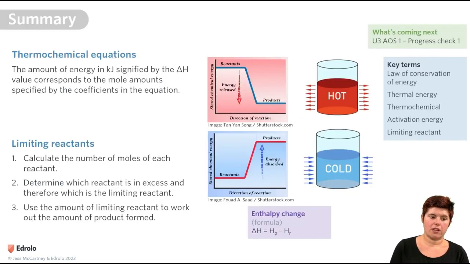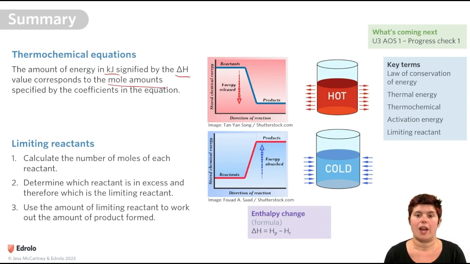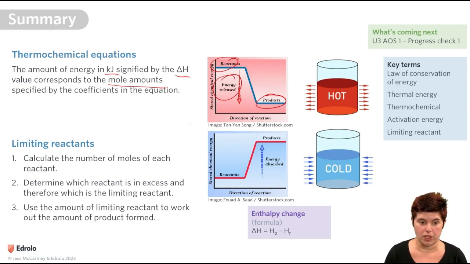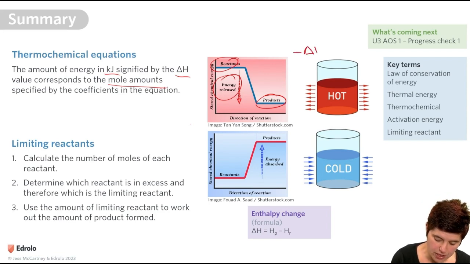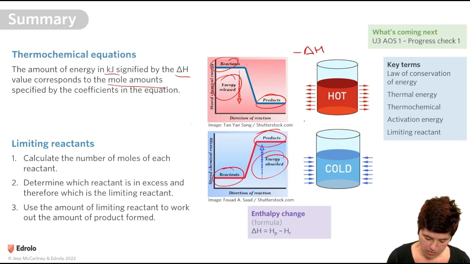So in summary, the amount of energy in kilojoules signified by the delta H corresponds to the mole amounts. However many mole you have in your reactants will then produce that particular energy change, and that will change as those coefficients change. Remember that in an exothermic reaction, energy is released and the energy of the reactants is higher than the energy of the products. You'll feel heat in an exothermic reaction, and it will always have a negative delta H. In an endothermic reaction, the energy is absorbed for the reaction to take place. The reactants have a lower energy than the products, and you'll feel cold. An endothermic reaction will have a positive delta H.